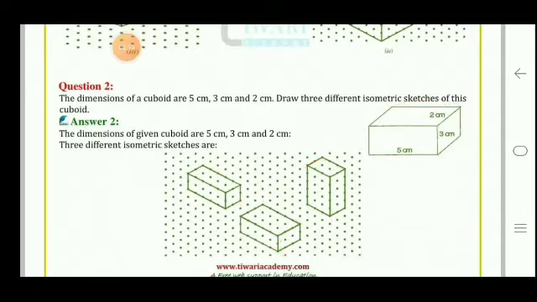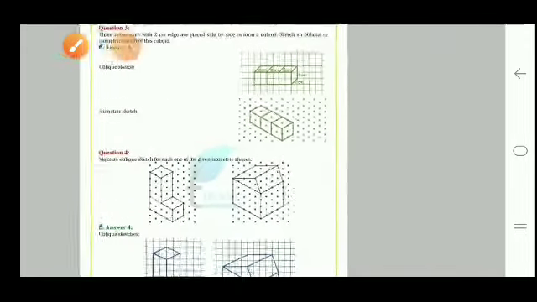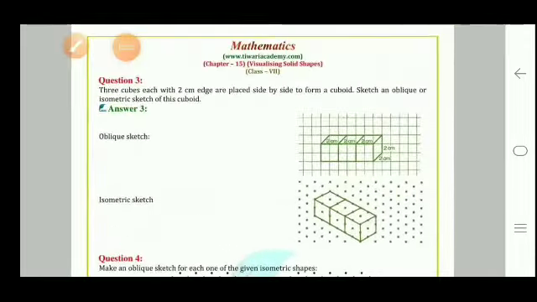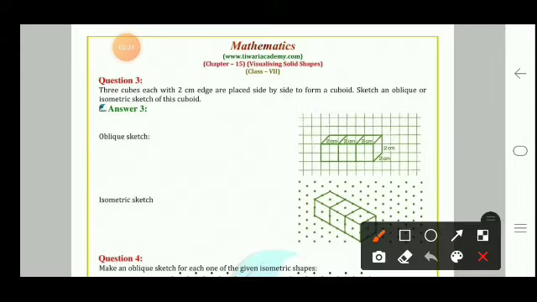Then moving towards question number 3: 3 cubes each with a 2 cm edge are placed side by side to form a cuboid. Sketch an oblique or isometric sketch of this cuboid. So in the oblique we are making this 2, 2, 2, adding this 2, then this is 2, this is 2. And in the isometric, we have taken 2, then again 2, 2, 2, 2. In this way we can make both the sketches, oblique as well as isometric.